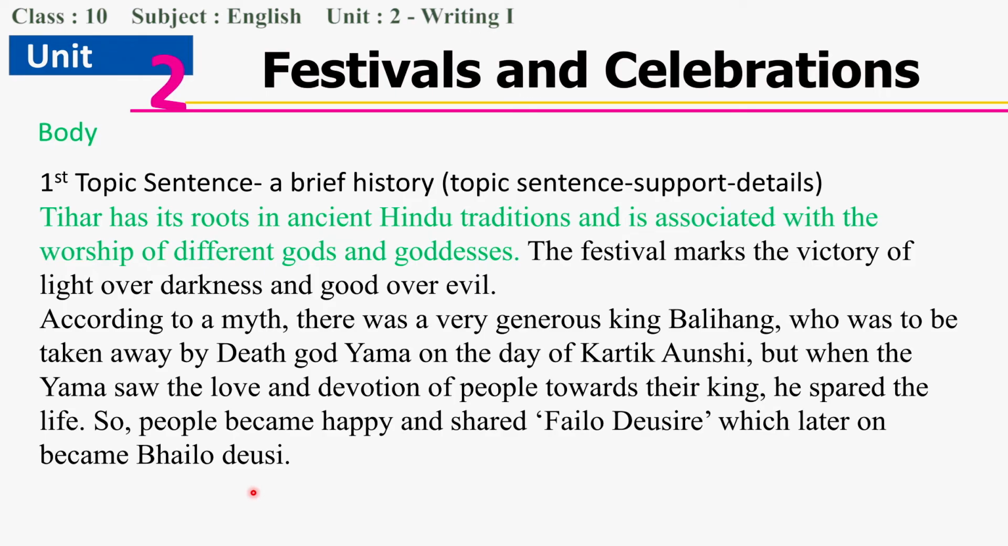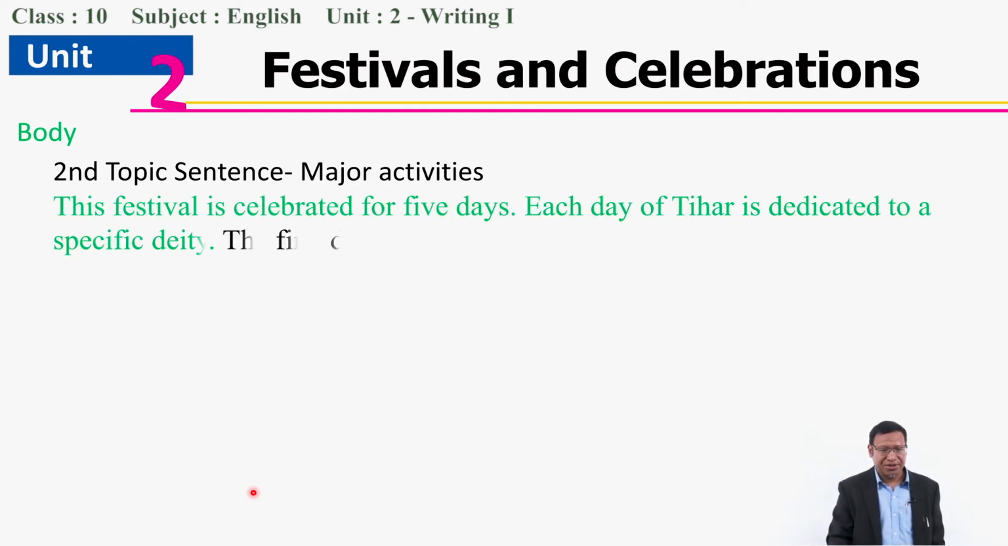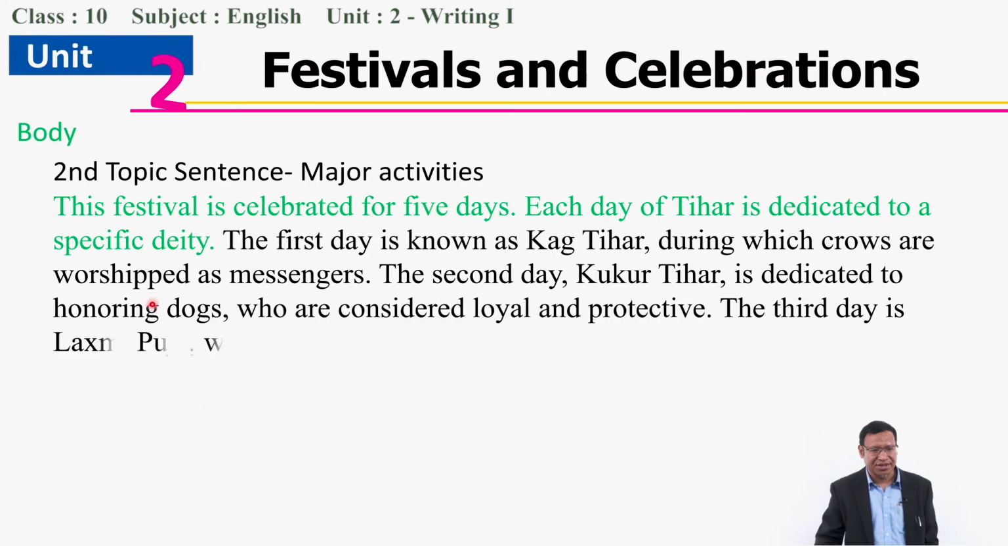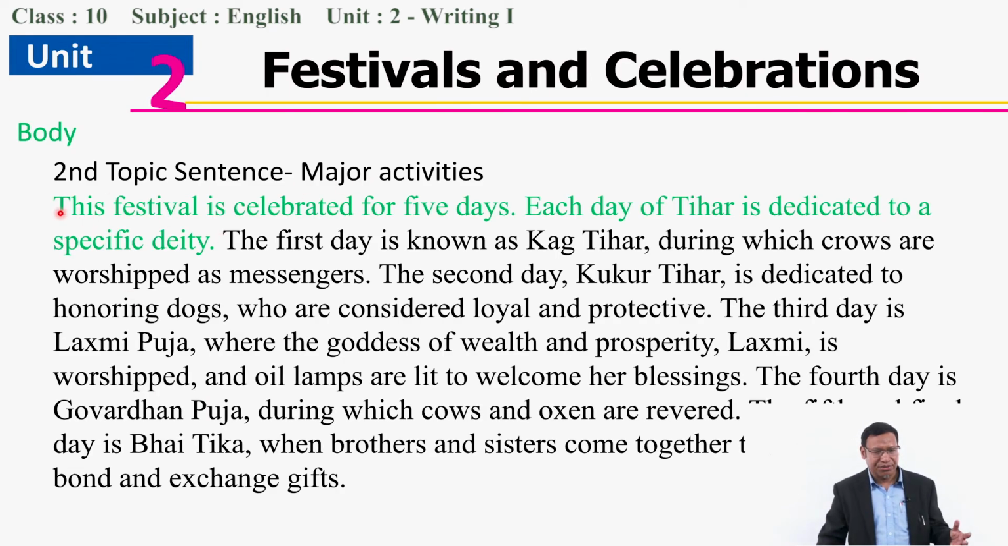Then the second topic sentence. The second topic sentence you can write is about the major activities. What are the major activities? The topic sentence is: This festival is celebrated for 5 days. Each day of Tihar is dedicated to a specific deity. All right. So, a 5-day celebration, and each day has the special celebration of a deity.